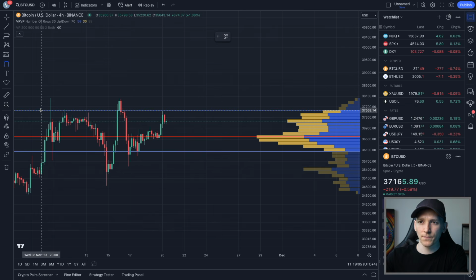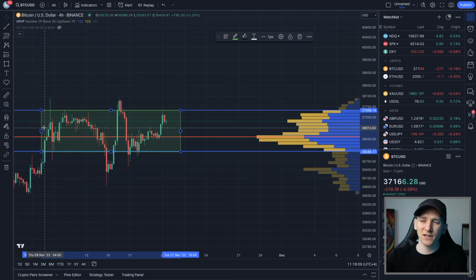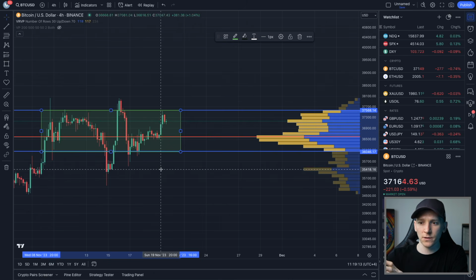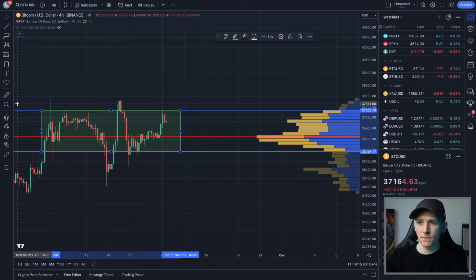So what I'm going to do for very recent price action is just draw this in, which is essentially a box of the price action over the last week or so. And that's important for putting in positions if you're looking to day trade in the short term.